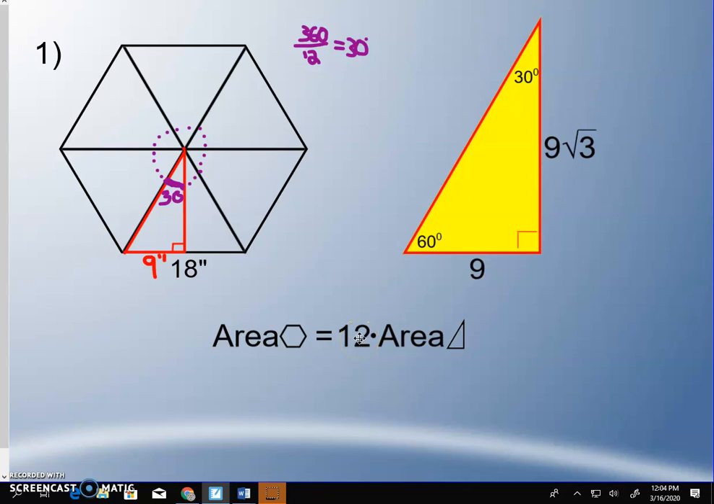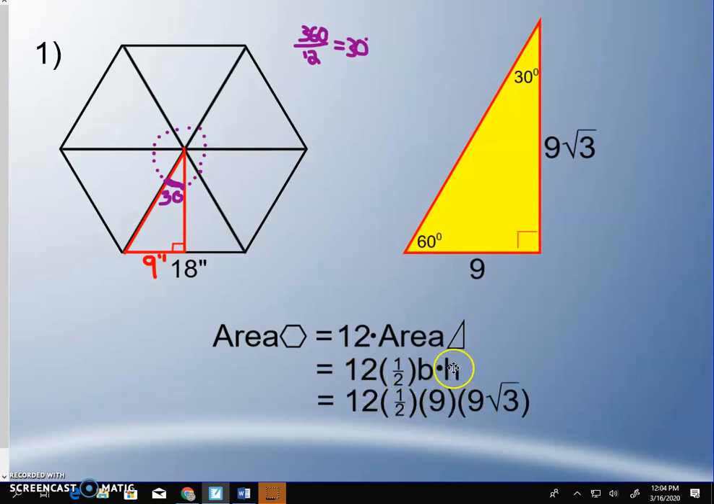Well, what I want to see each and every time is, first of all, the formula. We're going to take 12 of these, 1/2 base times height. That's step 1. Show me the formula you're using. Step 2, plug the right numbers in. We have 12 times 1/2 times the base, 9, times the height, 9 radical 3. And step 3, just do the answer and make sure you're labeling it correctly. In this case, it's 841.78 square inches.